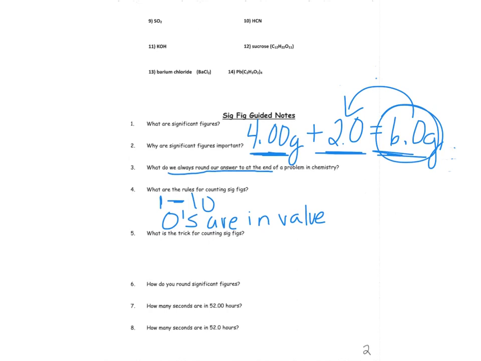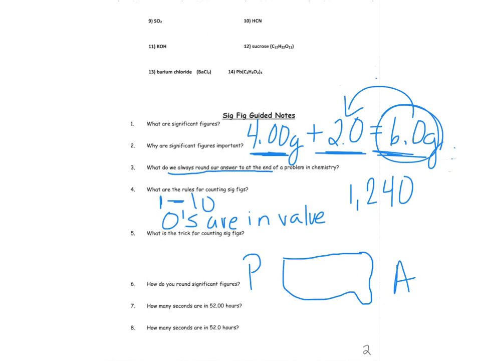I can show you a little trick here for counting significant figures. This is my very bad drawing of the United States of America. On the left side is the Pacific Ocean, and on the right side is the Atlantic Ocean. The best way to show you this is to do a couple of examples. We're going to use these numbers right here, 1,240 and 0.002.